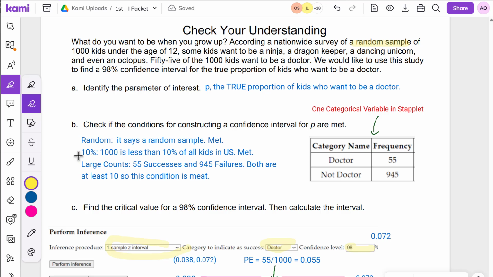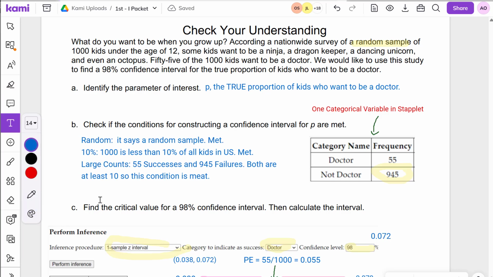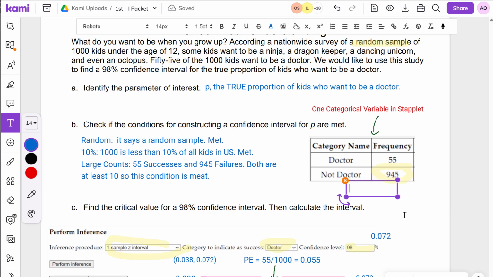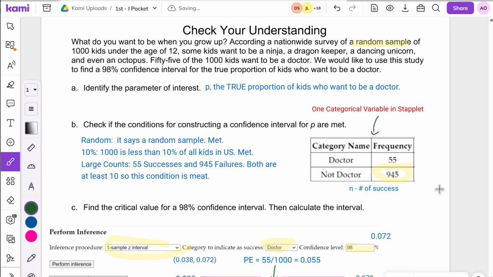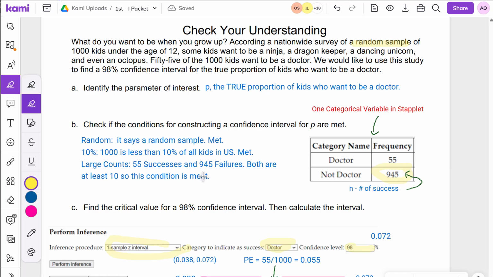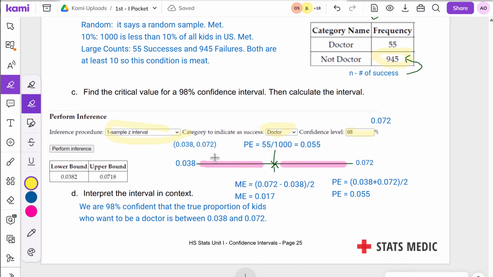Large counts, we have 55 successes and 945 failures. Make sure this is not the total, all right? That is n minus number of successes, okay, right there. So that's your failures right here, which you should know that. But doesn't hurt to point it out, right? And both are met, so we met those conditions, and then we ran the interval, and if you want me to do that again, it's 55 and 945.